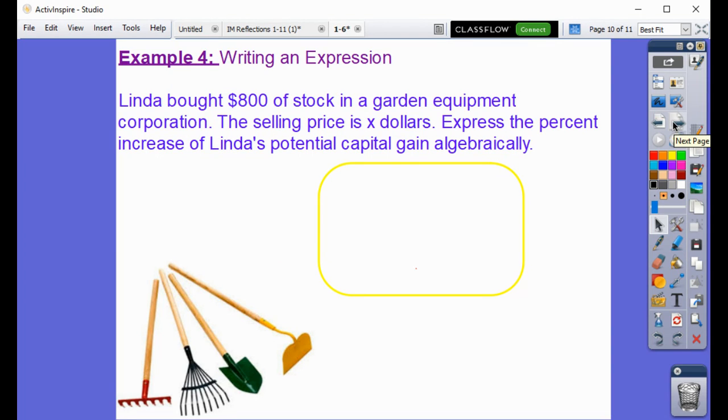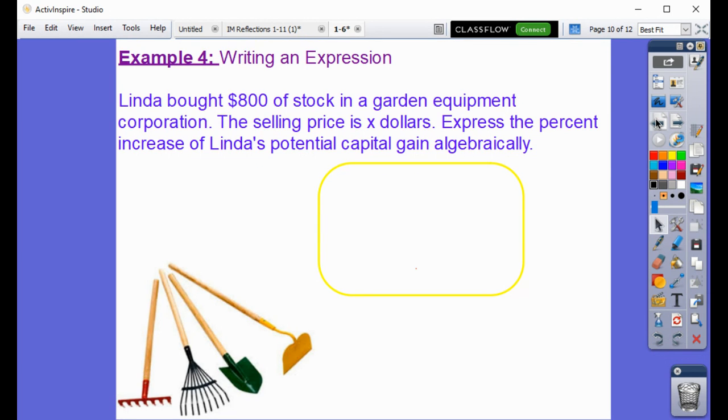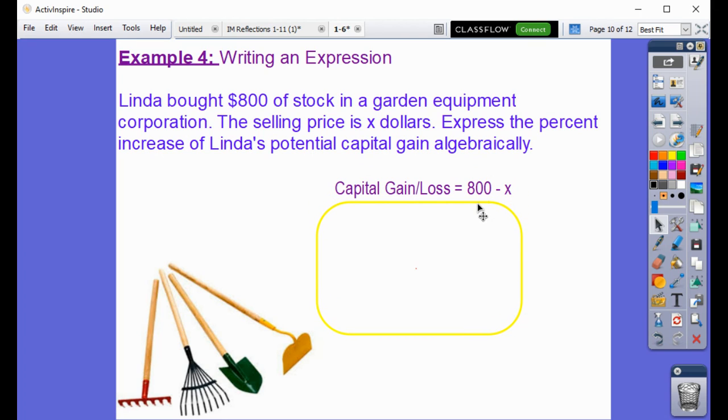Example 4, how do we write this as an expression using just variables? Linda bought $800 of stock in a garden equipment corporation. The selling price is X dollars. So we want to express the percent increase of Linda's potential capital gain, algebraically. And to do that, we're going to look at her capital gain or loss.